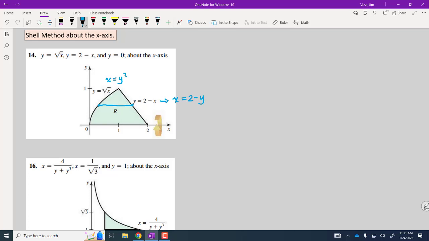Good call. And we're going to say that this is the horizontal element at a random y. So we're going to say that it's at a height of y. So now we go to our basic geometry. Our basic geometry says that the area of a shell or a cylinder is 2 pi RH.